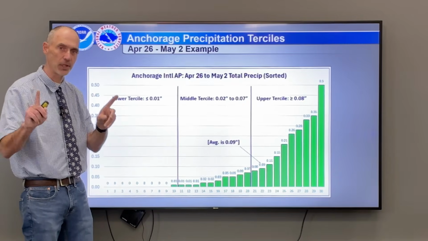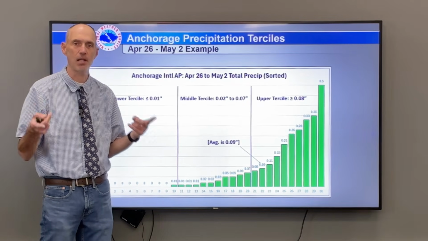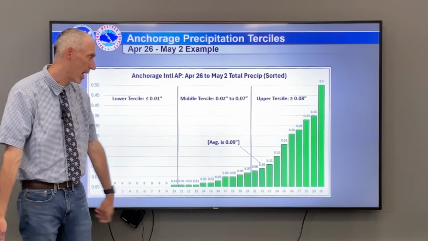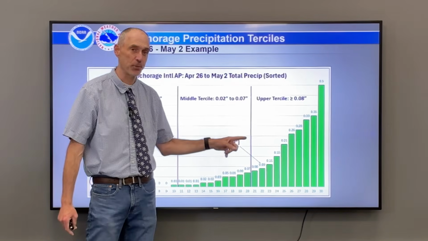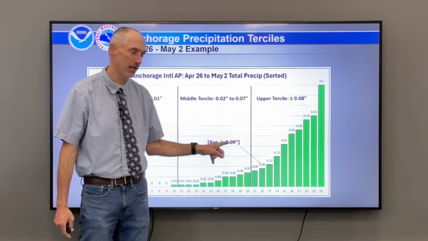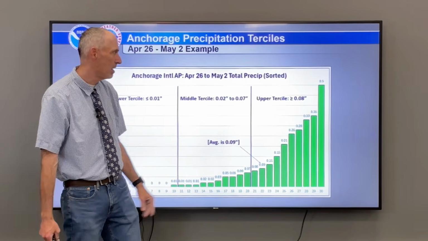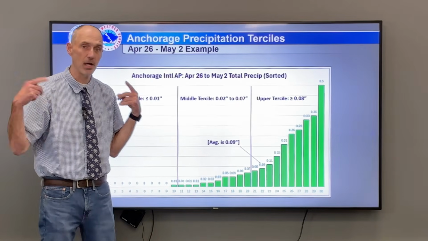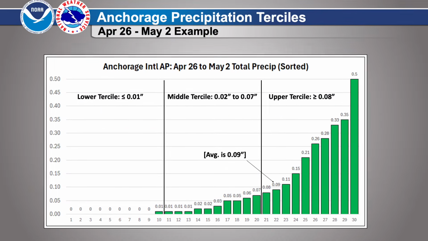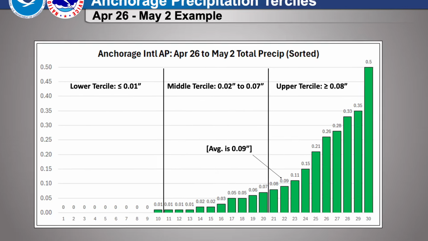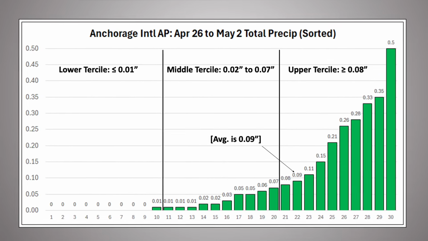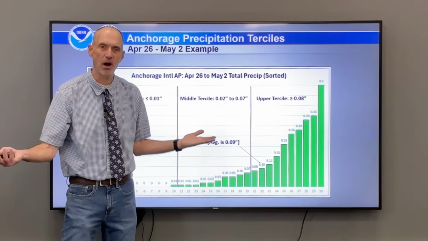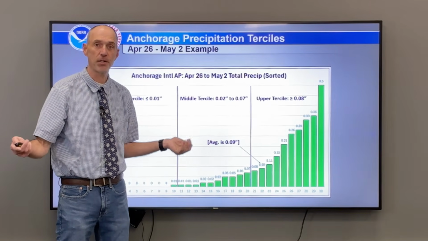But for precipitation, it's really tricky because precipitation is not normally distributed. It is highly skewed, especially during the dry time of the year. In fact, the average precipitation for that period, if you add up all 30 and divide by 30, is actually in this upper tercile. Okay, but we are not talking about averages. We are talking about thirds. So in the thirds, we got 0.02 to 0.07 precipitation. We would call that our middle third of our distribution.